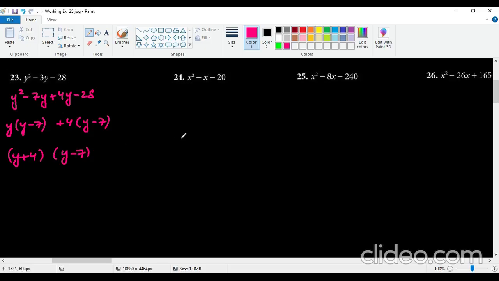Moving on to question number 24. It's 5 and 4. That is going to give me 20. So minus 5x plus 4x is going to give us a negative 1x and minus 20. x is common and x minus 5 in the bracket. x minus 5 in another bracket, copy down same, and plus 4 will be written in the middle. So x plus 4 and x minus 5 is going to be the answer for question number 24.